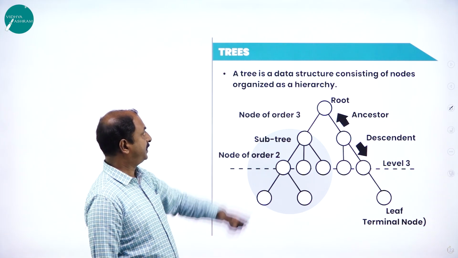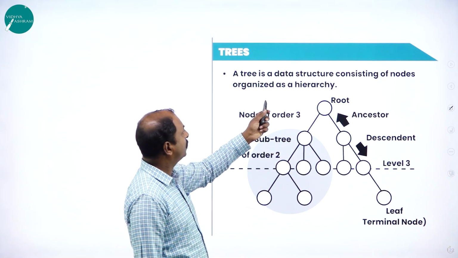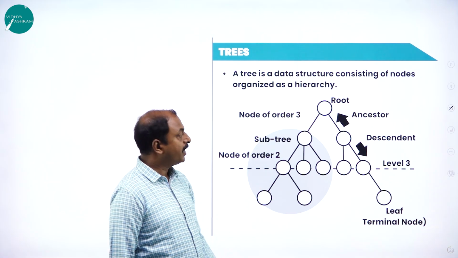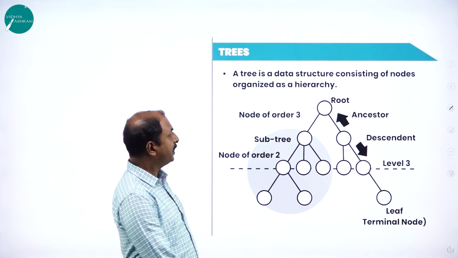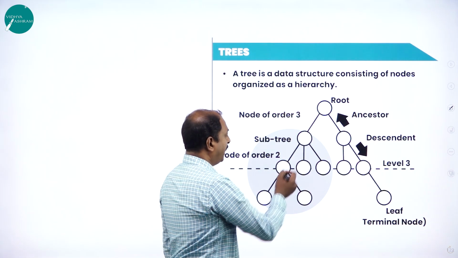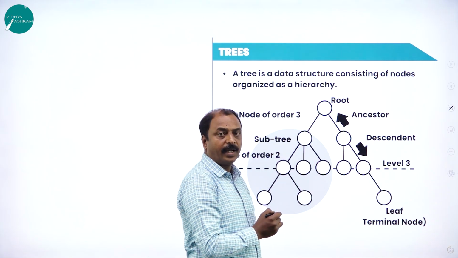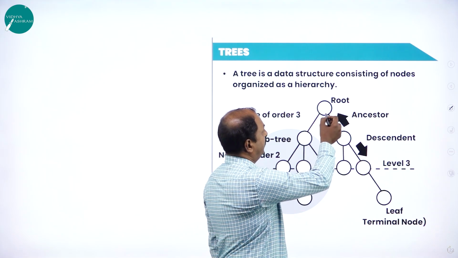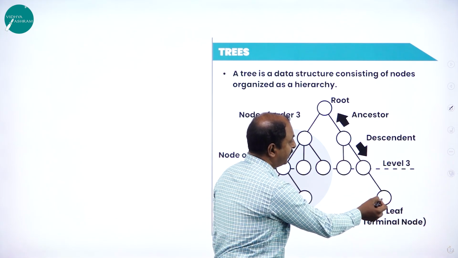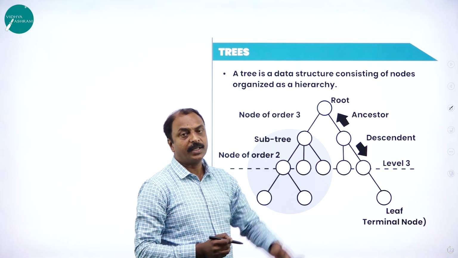Now it is trees. A tree is a data structure consisting of nodes organized as a hierarchy. What is the meaning of the word hierarchy? Now look at the definition here. See from here, these two nodes are connected to this, and this node is connected to this node. So this is a hierarchy. And if you consider this side here, this is connected to this, and these two are connected to this, and this is connected to this. So these are nothing but nodes organized as a hierarchy.